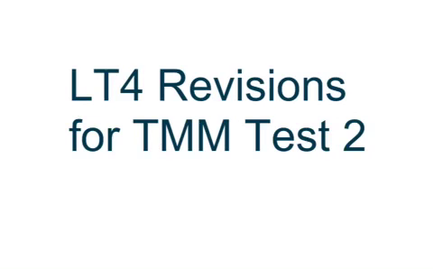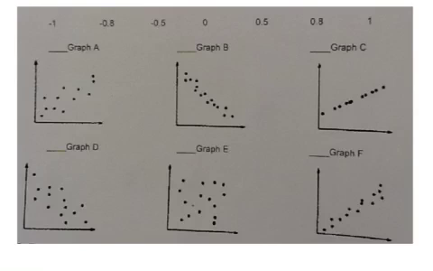Hey guys, this is the Learning Target 4 revision video for the Thinking with Mathematical Models Test 2. And this learning target was all about correlation coefficients and outliers. So first you had a question that looked like this. I had a bunch of graphs, scatter plots, and I needed to match the correlation coefficients with the correct graph.